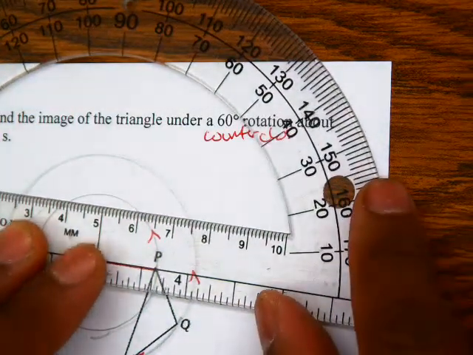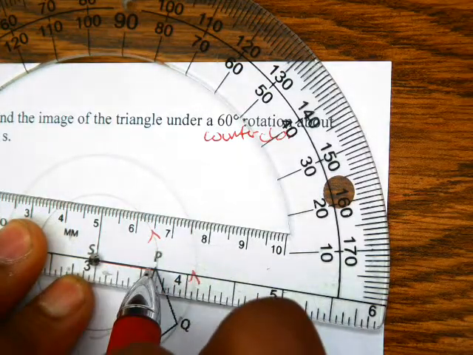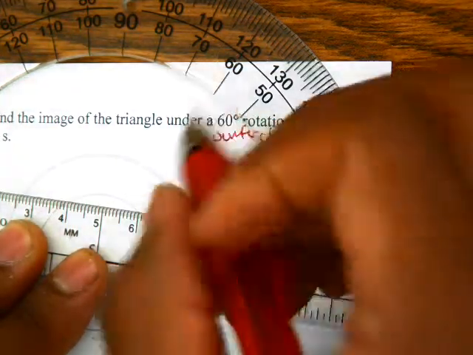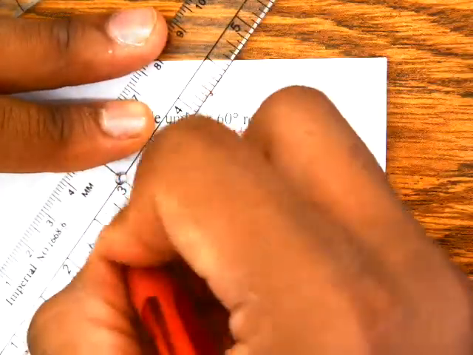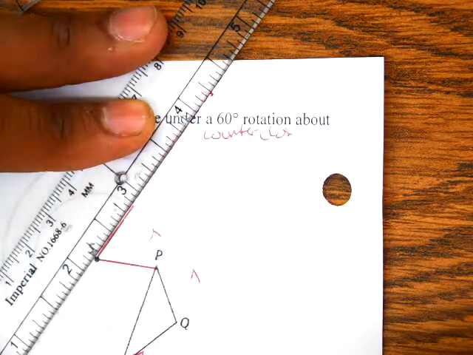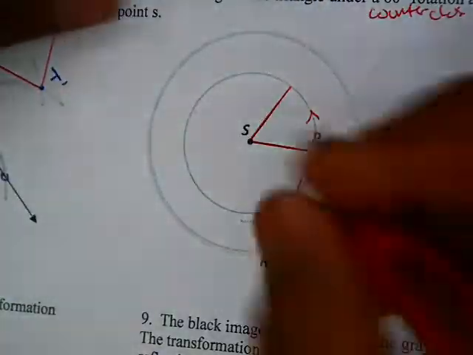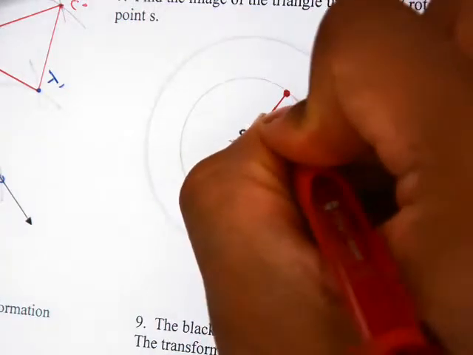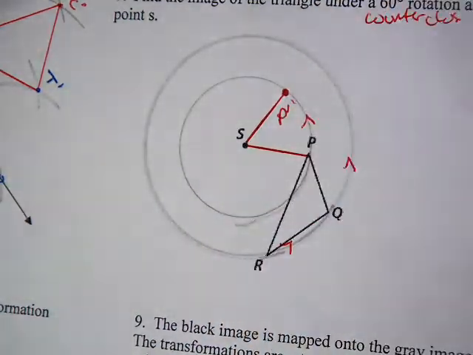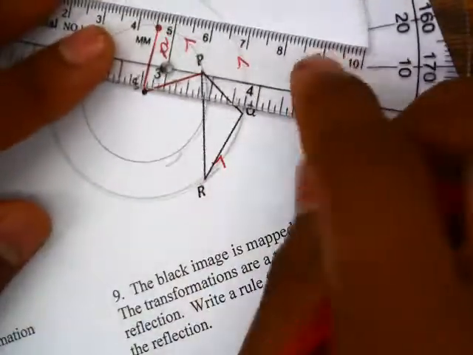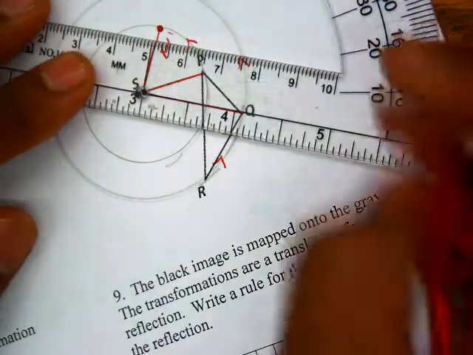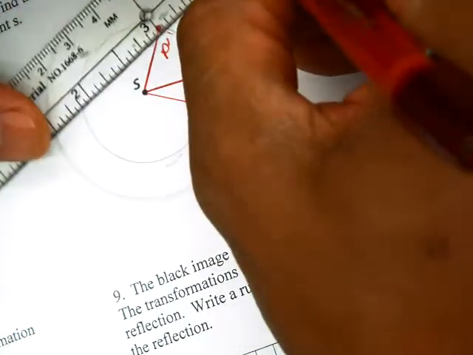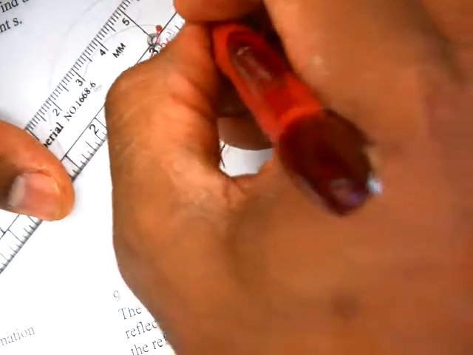S is in the circle, that's P, 10, 20, 30, 40, 50, 60. I'm going to make a dot at 60 degrees. Line that up, but I only want to connect S to the innermost circle, because that's where P prime is. P is only on this revolution. Do the same thing for Q. Connect S to Q, mark out 60 degrees, connect it to the second ring that I created. That's where Q prime is.